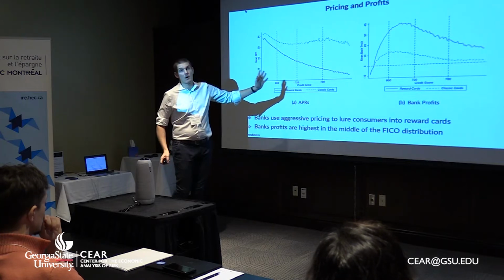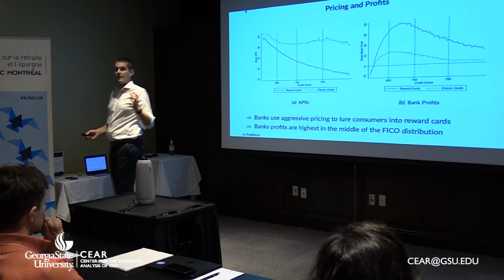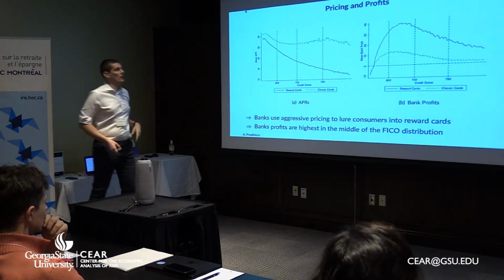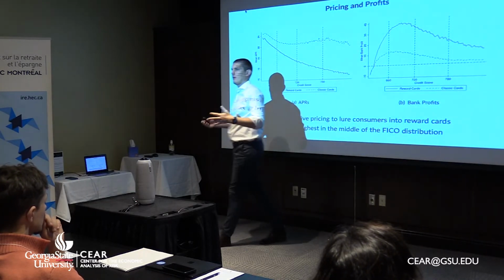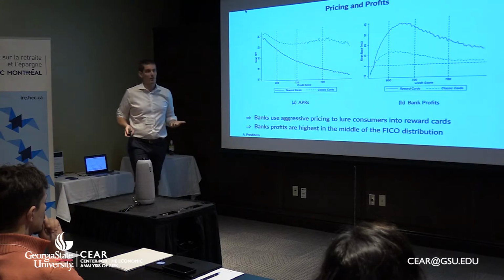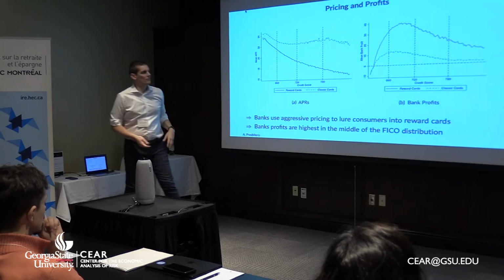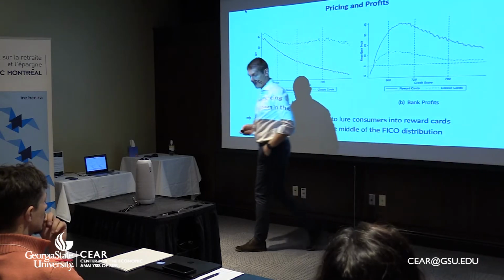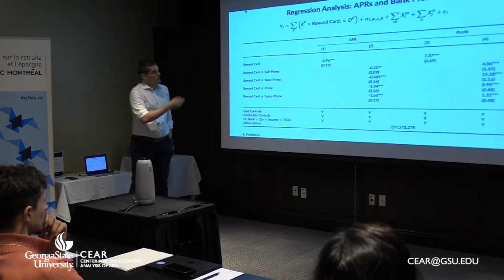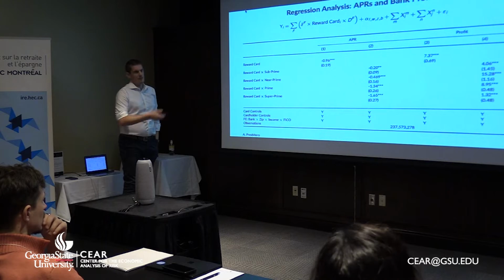Bank profits, through the entire distribution of the FICO score, are much higher for the reward card, especially in the middle of the distribution. And these are the people who spend a lot and cannot repay. These are the revolvers. But banks also profit clearly from these people here who spend so much, and so they generate a lot of interchange. And we do the same thing in a regression setting, with the same exact results.